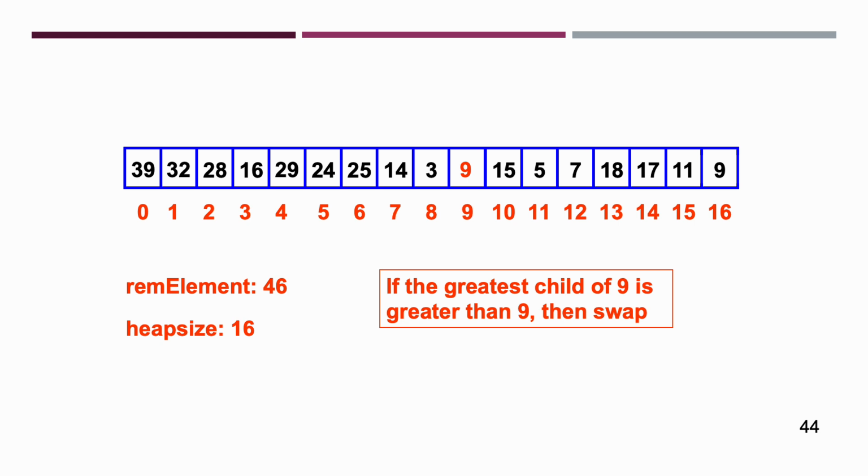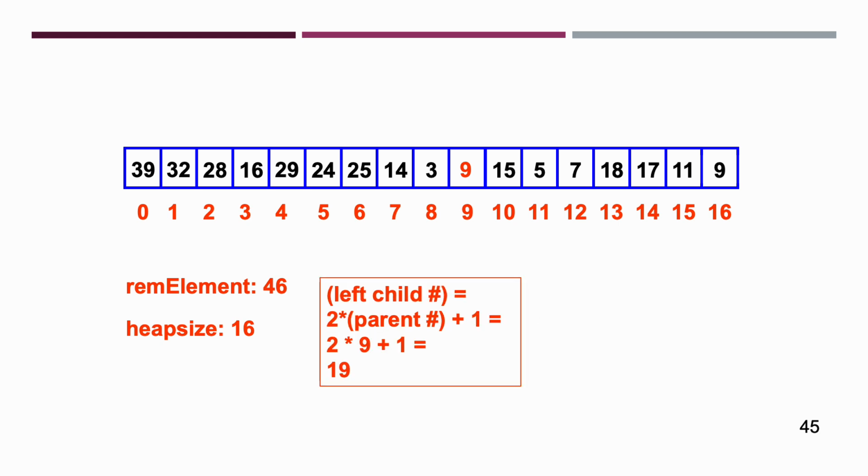So here we are checking with this equation. We'll see 2 times parent plus 1, which is 19, which is the index of the left child. Now here 19 is greater than the heap size. So the heap size is 16 and the left child index is 19. So 9 must be a leaf node. So we can stop here.